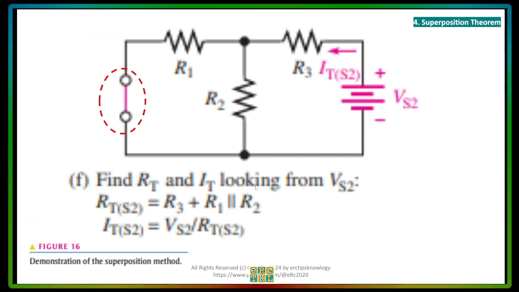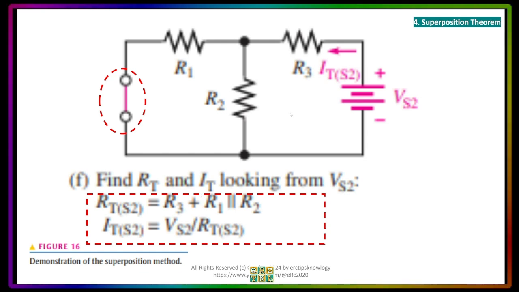So this will be our main idea here, that we replace the first source with a shorted wire, after the second source before. Now we are changing the Vs1 with a shorted wire. This is the second step. And then we calculate both the R total and I total, right?